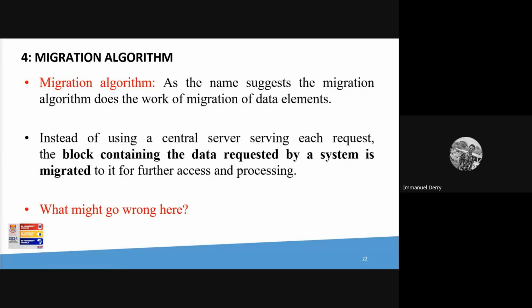Are we clear? So basically, that's the work of migration of the data element from the server to the system requesting the information. And then we are saying that what might go wrong here? Anybody to help us? What might go wrong here? All right, so just go and ask GPT what might go wrong if we try to use the migration algorithm. And then when we meet next week, I'll ask you.